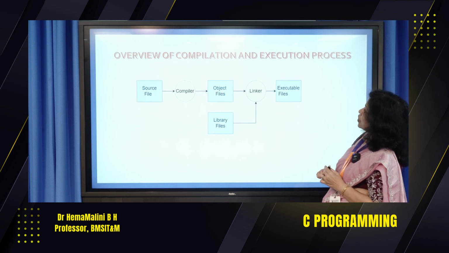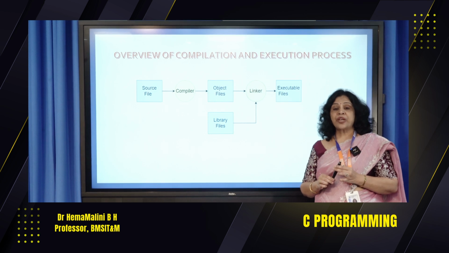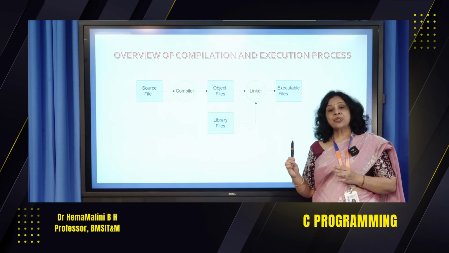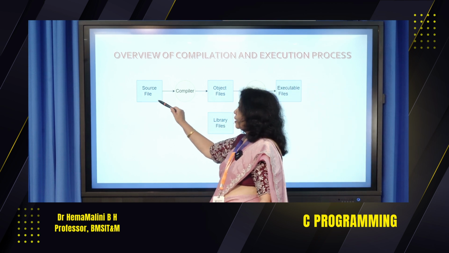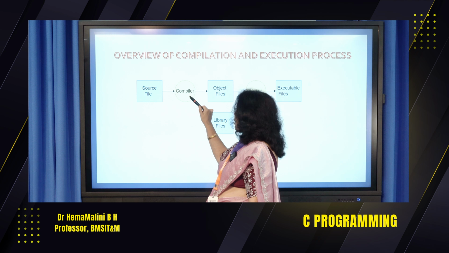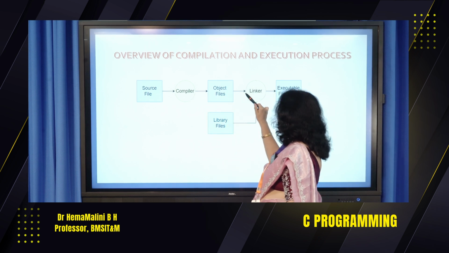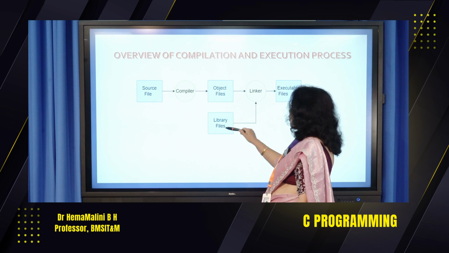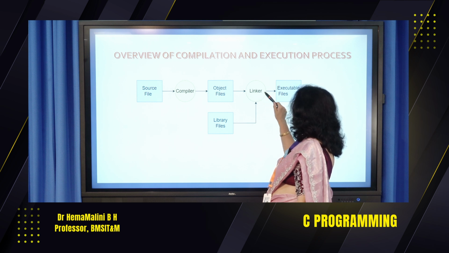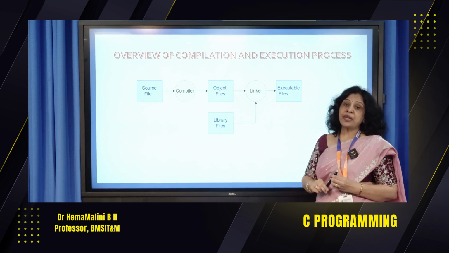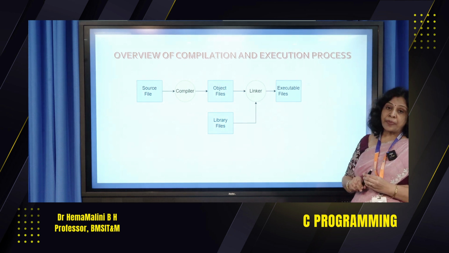Now, an overview of the compilation and execution process. What exactly happens when we compile a program? This is just an overview. We have a source file which we give to the compiler. The compiler creates the object files, which are connected with the linker. The object file and library file, put together, are given to the linker, which will generate the final executable file. So this is the process of compilation.